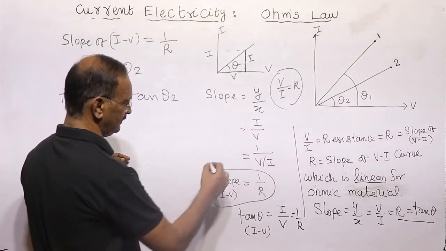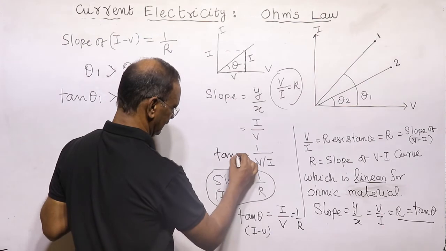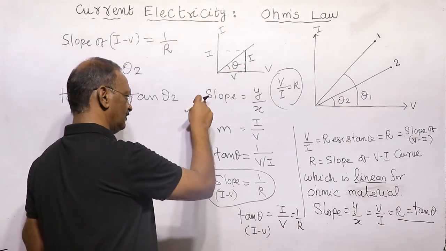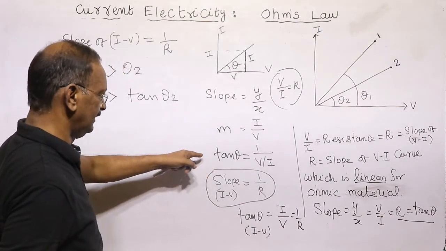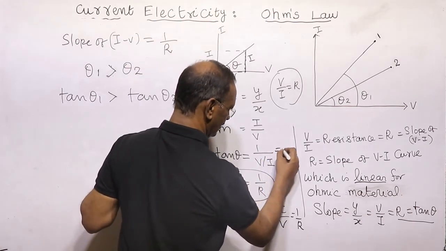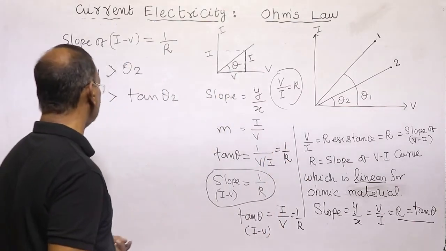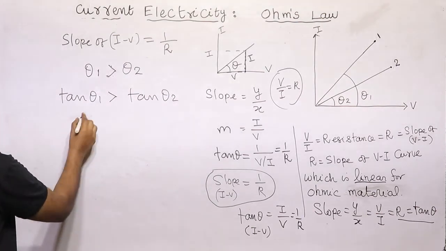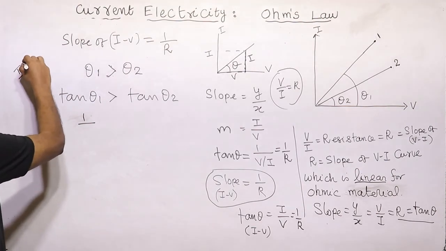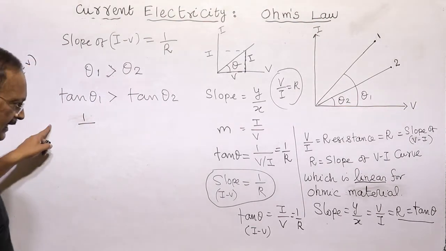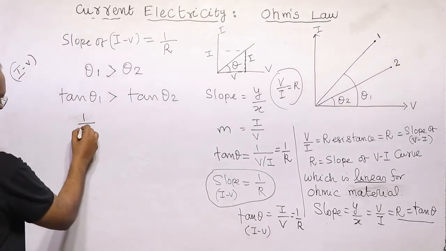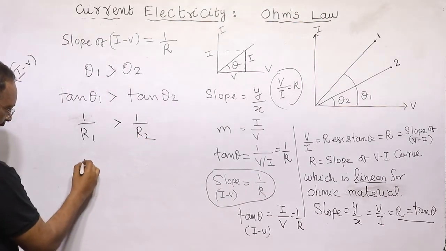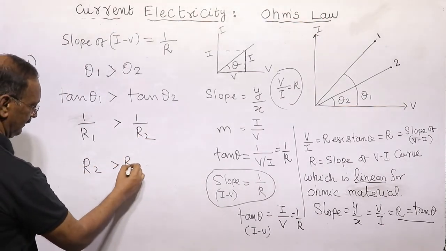We can write the slope as tan theta, or as m, because m also means slope. Slope is nothing but tan theta, and tan theta is equal to 1 by R. So tan theta 1 means for graph 1, tan theta is equal to 1 by R1. I am talking about the IV graph; don't confuse it with the VA graph. It means 1 by R1 is greater than 1 by R2, or we can say R2 is greater than R1.